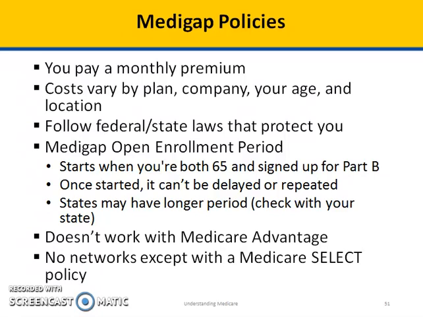Your Medigap open enrollment period starts when you are both 65 and signed up for Part B. Once it has started, it can't be delayed or repeated. During your Medigap open enrollment period, an insurance company cannot use medical underwriting, refuse to sell any Medigap policies it offers, charge you more for a Medigap policy than they charge someone with no health problems, or make you wait for coverage to start, except in certain pre-existing circumstances. You can buy a Medigap policy anytime a company will sell you one.